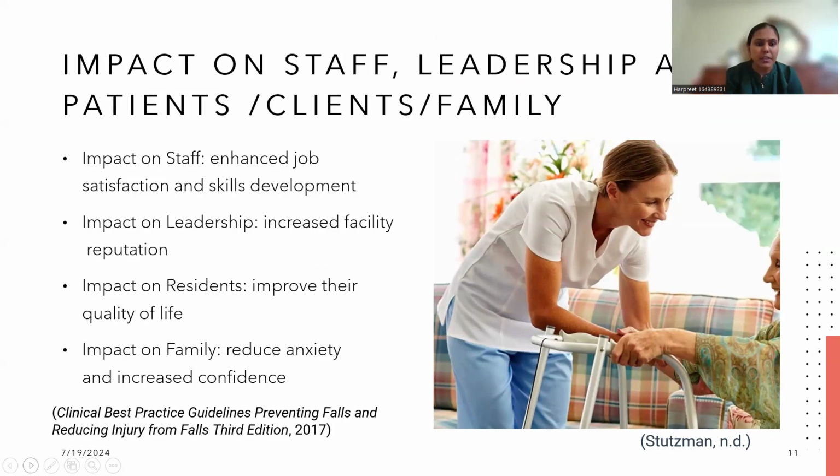Thank you, Jyoti. So my topic is impact on staff, leadership, and patients, clients, and family. The first is impact on staff: enhanced job satisfaction from improved resident outcomes and reduced stress. The next is impact on leadership. It helps to increase the facility's reputation for quality care and safety practices. Next is the impact on residents. It improves quality of life and reduces their fall risk. Next is the impact on families. It increases confidence in the care provided and reduces anxiety about their loved ones.